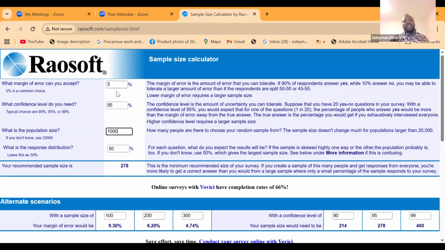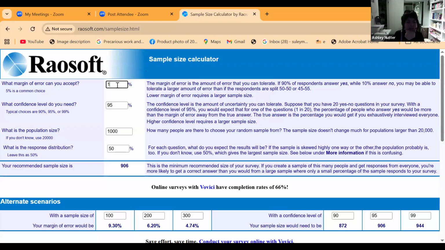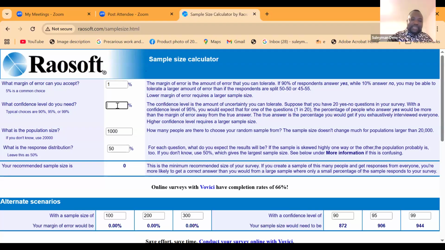Let's look at something. This is when we are using a margin of error of 5%. But when we use a margin of error of 1%, you can see that the sample size will increase. So the lower the margin of error, the higher the sample size. Yeah, and that's because you'll get a better representation. Absolutely. So when you use a margin of error of 1%, what will be the confidence level? 99.